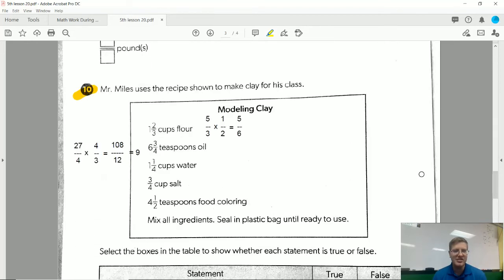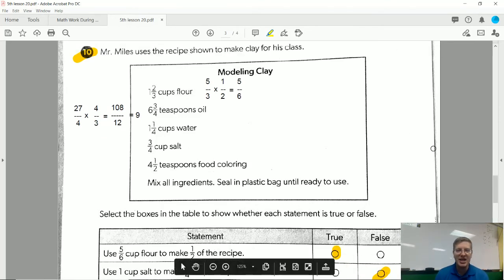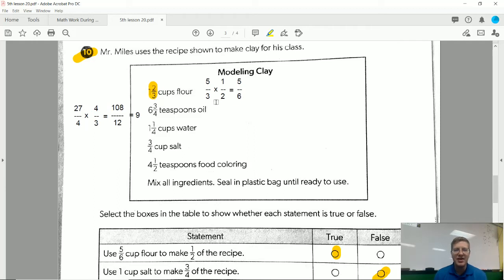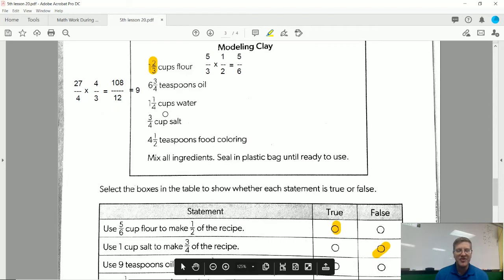Number 10, so I wrote some problems out to the side to kind of help us. So we use 5/6 of a cup of flour to make half of the recipe. If I do that, I would start with taking 1 2/3, changing it to 5/3, multiplying it by 1/2 to get 5/6. That is correct. Use 1 cup of salt. So to make 3/4 of the recipe, well, if I don't even use an entire cup of salt for the recipe, I'm not going to use more salt to make less of the recipe. So that one is going to be false.